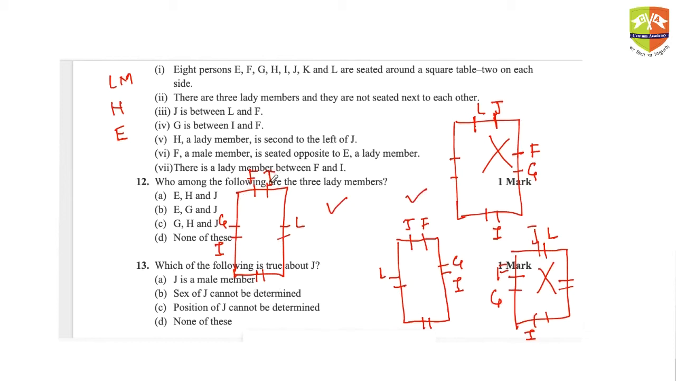Which tells me that if J is here, so what is opposite to J? Let me read it once more. H is a... no, did I read something wrong? H is a lady member which is sitting second to the left of J. So I perhaps read the wrong thing. One second, guys.